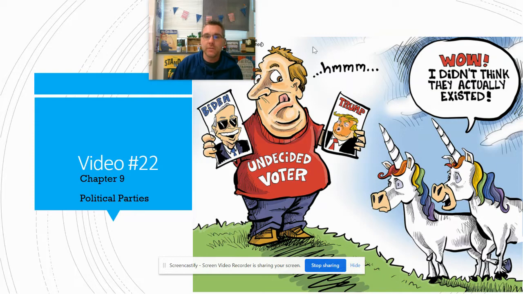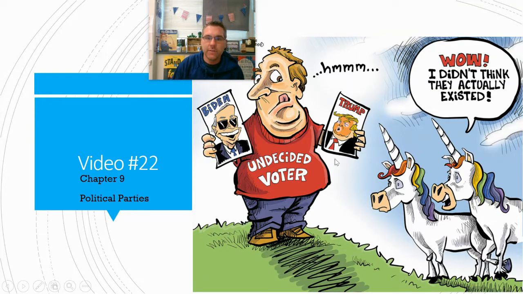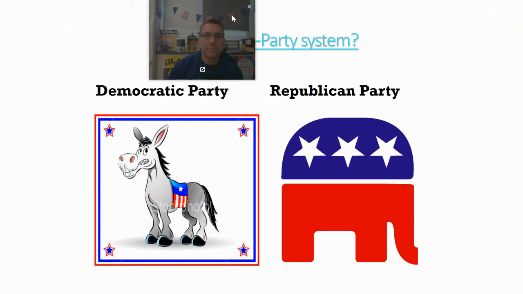Okay. So in Chapter 9, we're going to talk about political parties. I thought this was a really good cartoon, taking a look at the undecided voter. If they're still out there, my goodness, they are few and far between. Even the unicorns don't think they still exist in some ways, but we'll figure that out as election time gets closer. If there are any people that are going to be undecided and change their vote at the last minute, it'll be interesting to see that.